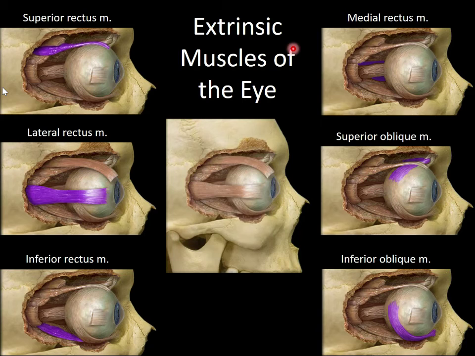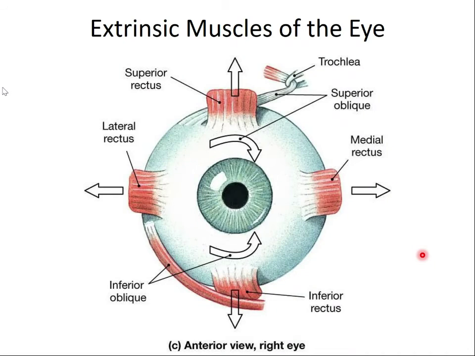Know the muscles of the eye. We discussed 6 different muscles: the superior rectus, lateral rectus, inferior rectus, medial rectus, superior oblique, and inferior oblique. Know what happens when these muscles contract. So here is also an example showing the different movements.